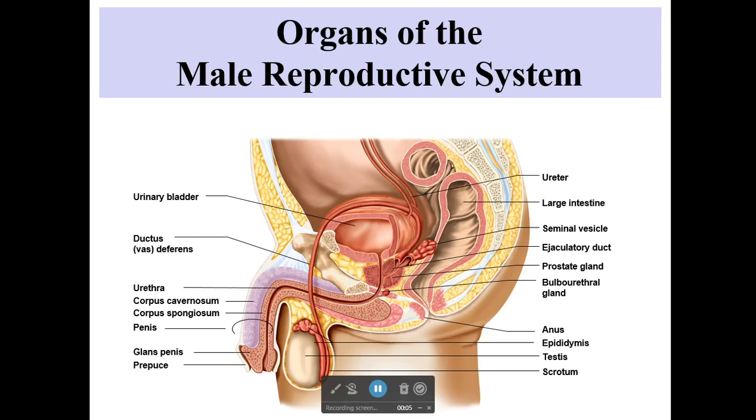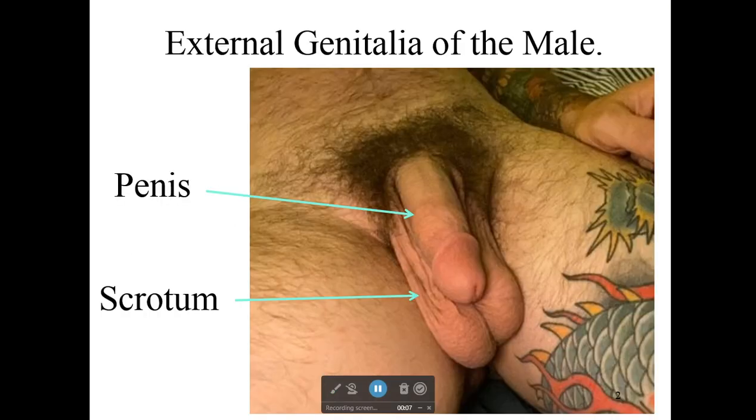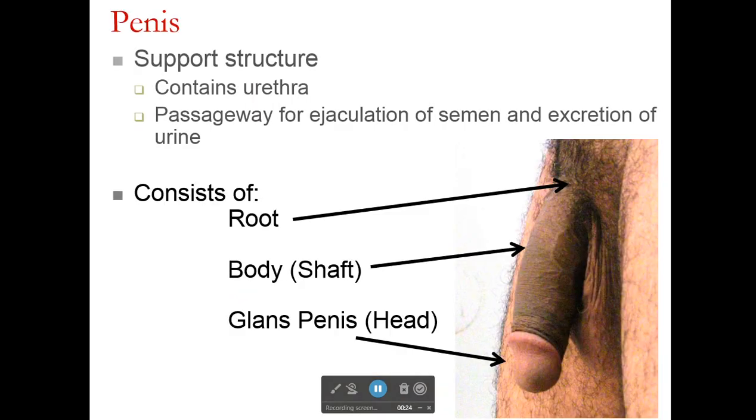All right, the male reproductive system. So when we're talking about the male reproductive system, we're going to start with the external genitalia of the man. Basically this is split into two categories, the penis and the scrotum. So we'll start with the penis.